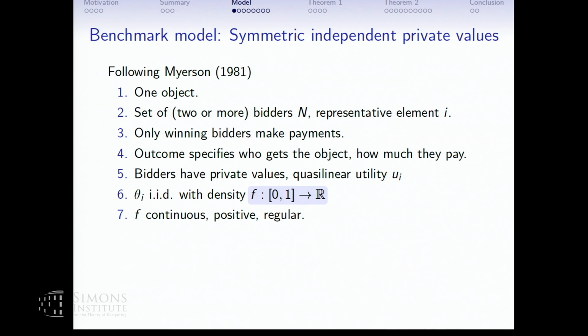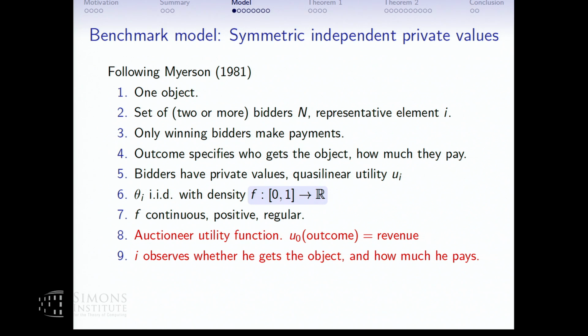Now I'm going to need a few more things to get this going. These are the new primitives. I'm going to add an auctioneer utility function, U0, for the auctioneer. The auctioneer's utility is just the revenue from an outcome. Each bidder observes whether or not he gets the object and how much he pays. That's an assumption, natively, about the bidder's physical ability to audit the world.